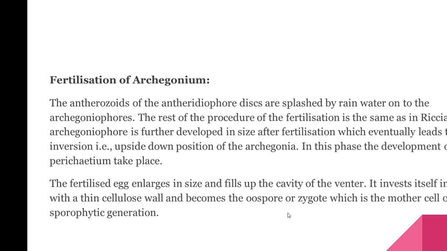So in the life cycle of Marchantia, there are two phases: one is the gametophytic phase, and the other is the sporophytic phase. From the formation of the zygote, the sporophytic stage starts.